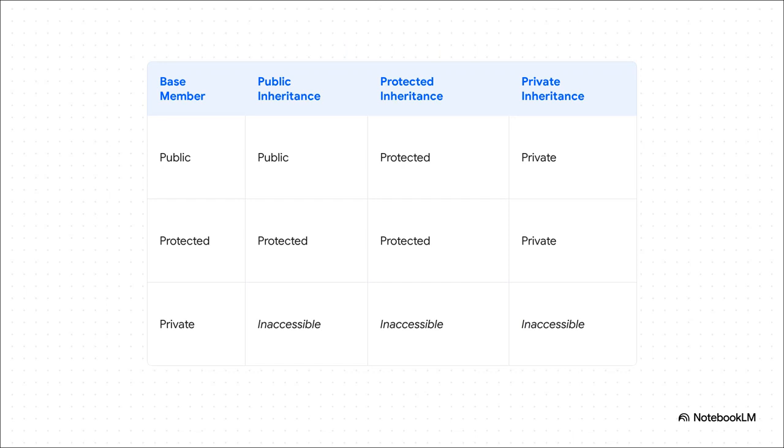This table lays it all out perfectly, but here's the simple rule to remember. The final access level for anything you inherit is always the most restrictive one between its original level in the base class and the inheritance mode you choose. And just look at that bottom row. A private member in the base class is always off limits. It's like a family secret that never gets passed down, period.